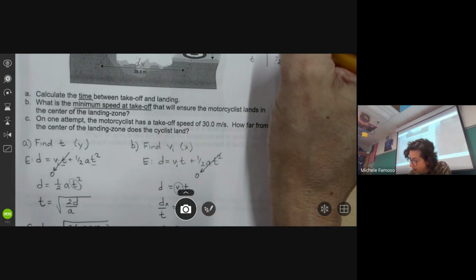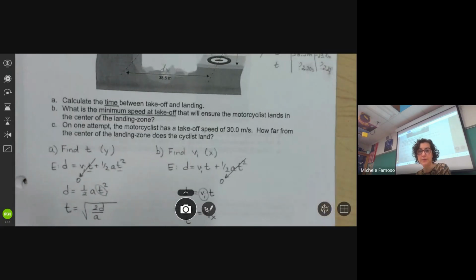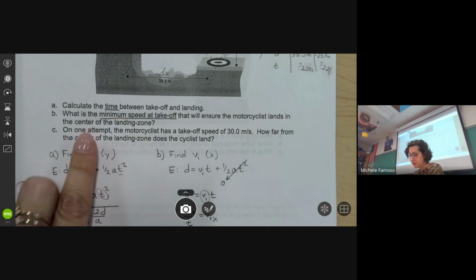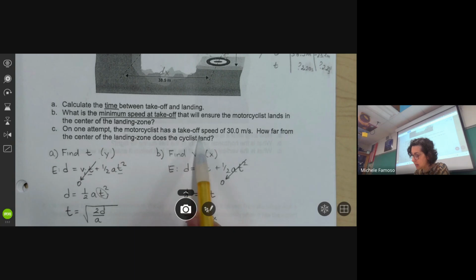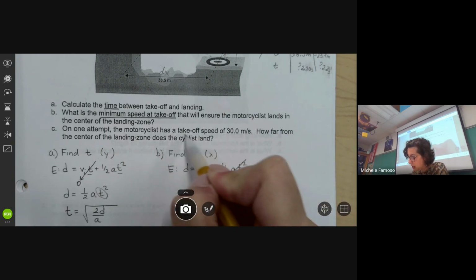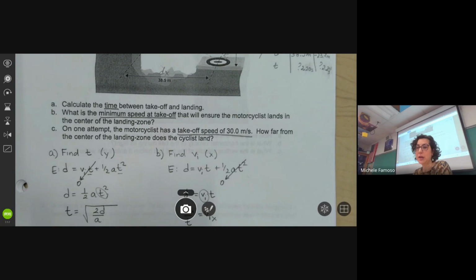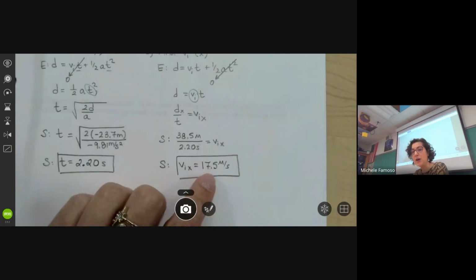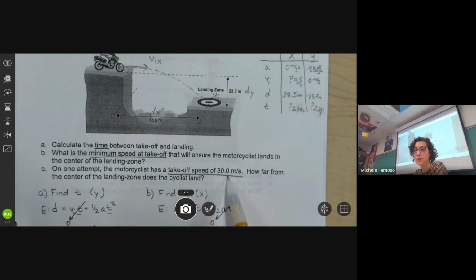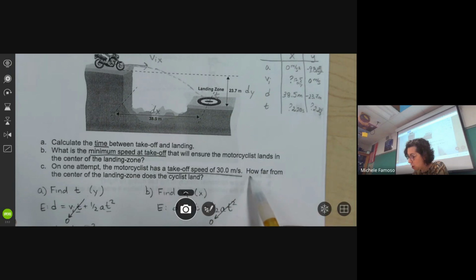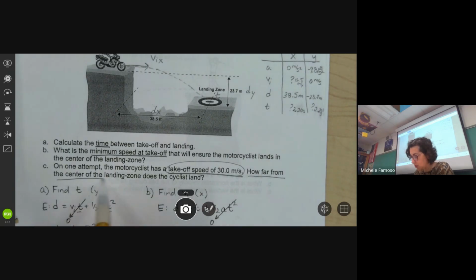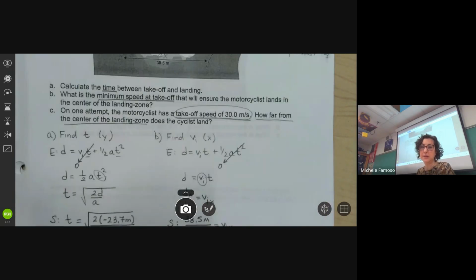Let me go ahead and put that back up in my chart. All right, let's now talk about part C. On another attempt, the motorcyclist is taking off at a speed of 30.0 meters per second. They are not taking off at 17.5 meters per second. They're taking off at 30.0 meters per second. I want to know how far from the center of the landing zone the cyclist lands.